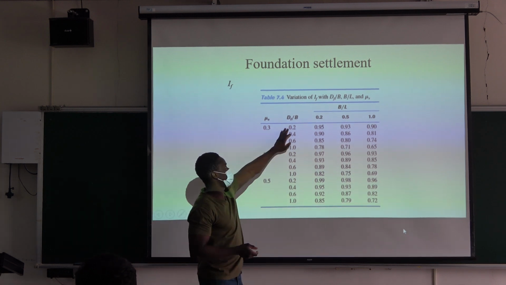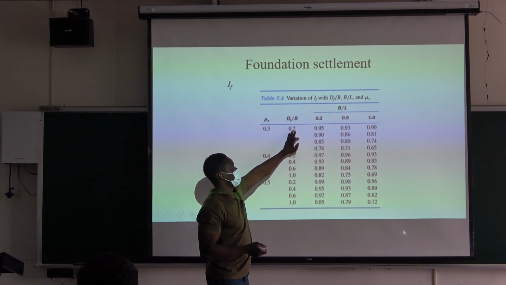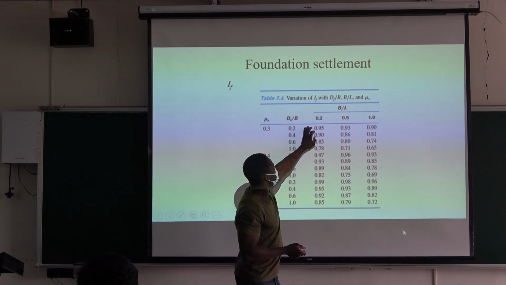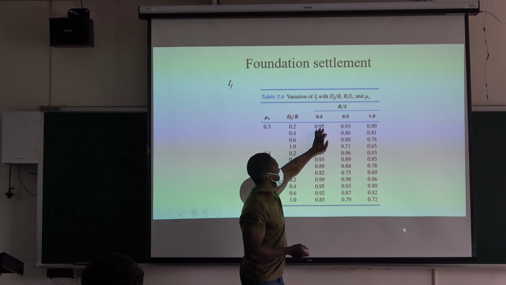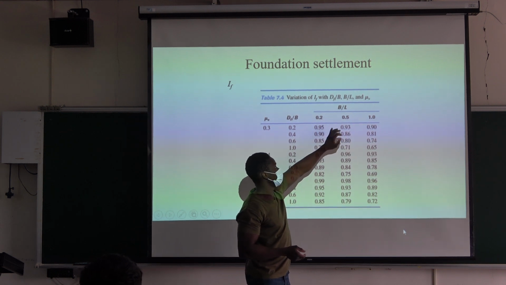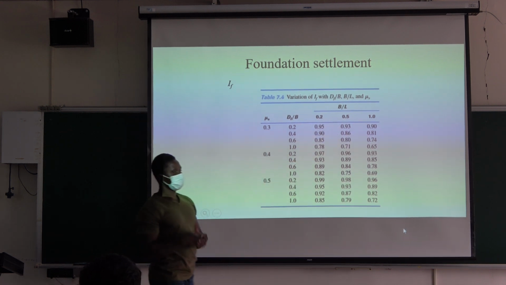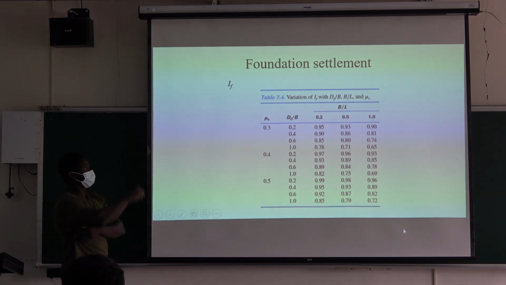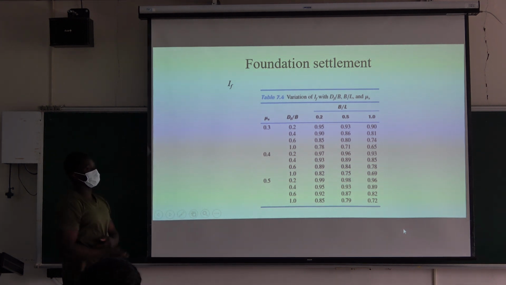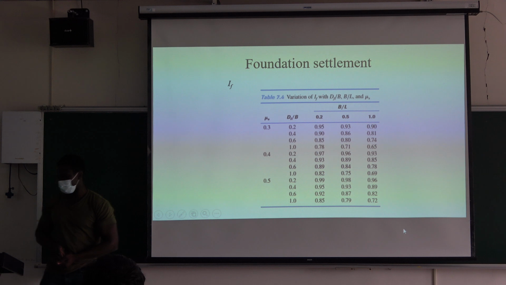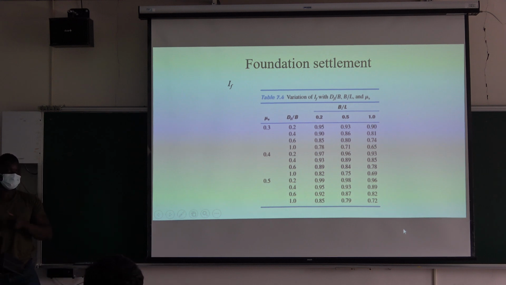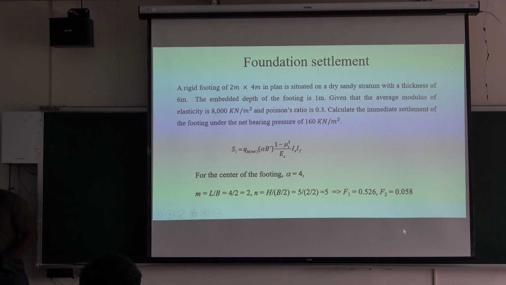Maybe it's 0.2. So we can easily find our I sub f. 0.2 is around here, but what is the b over l? Is it this, or this? So you try to find which one is it, and then you can easily get your I sub f value. So you just read the table in order, and then you can easily get the I sub f. So you don't need to do a lot of calculation like you did for the I sub x. This is like a little bit more flexible.